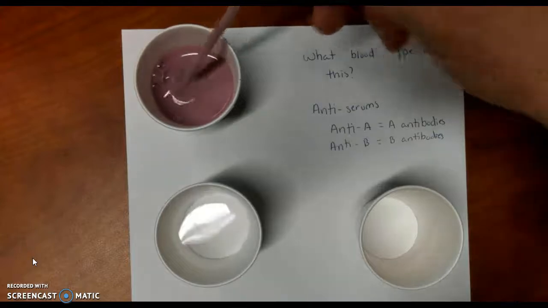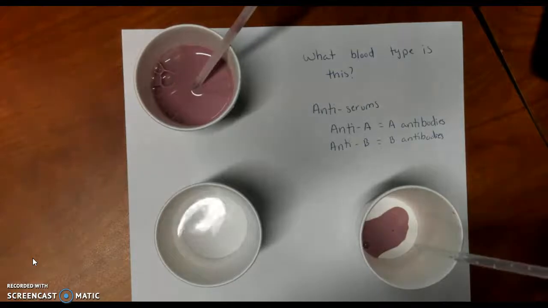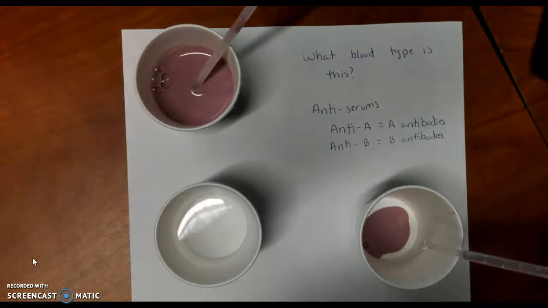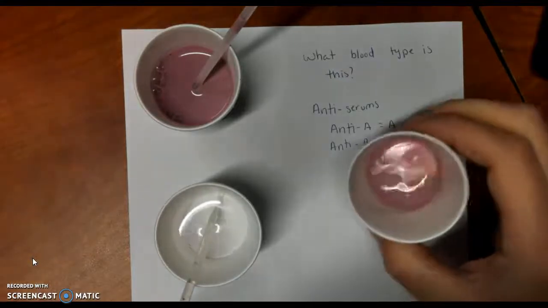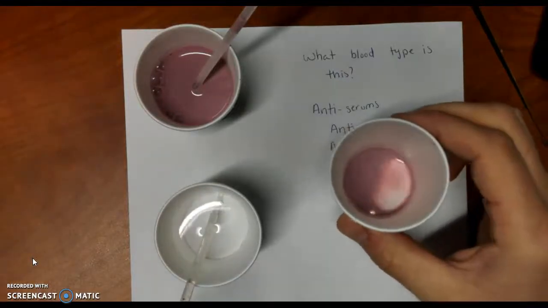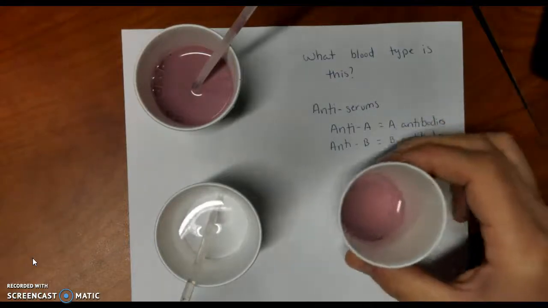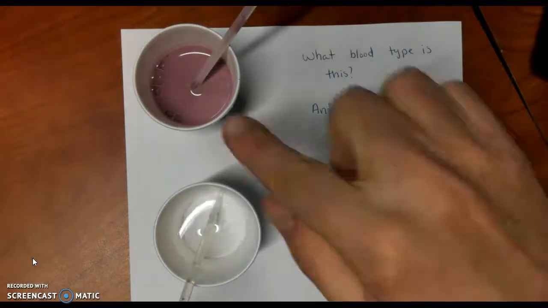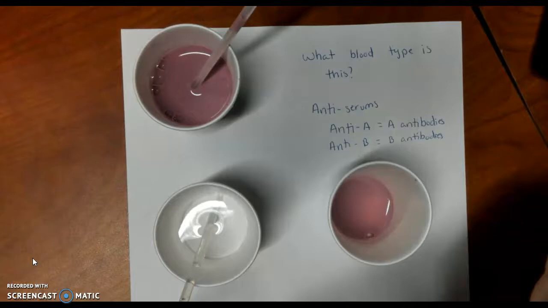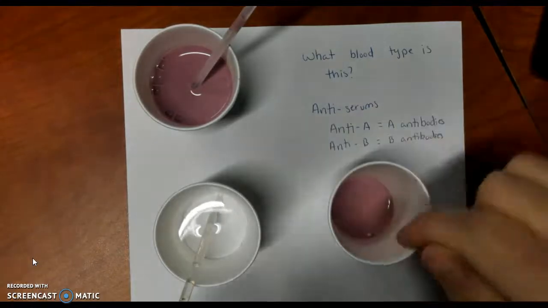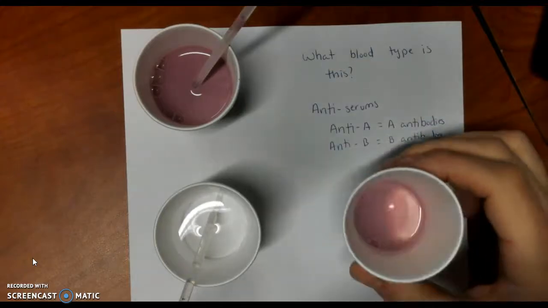Same thing, squirt, and about 10 drops of our serum. Swirl a little bit. And it clearly is not solidifying like the other one. That tells me that this blood does not have the B antigen, therefore this automatically is type A blood. If this had clumped up here, I would know that it had both the A and B antigen, and I would know that is type AB blood.